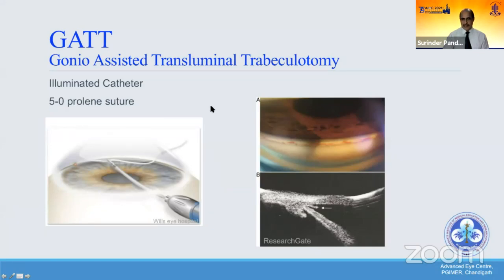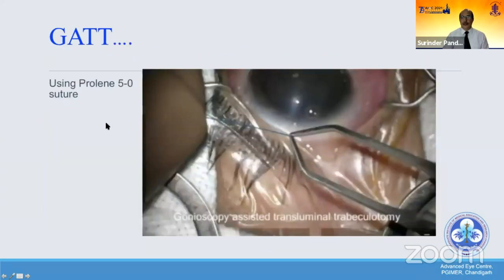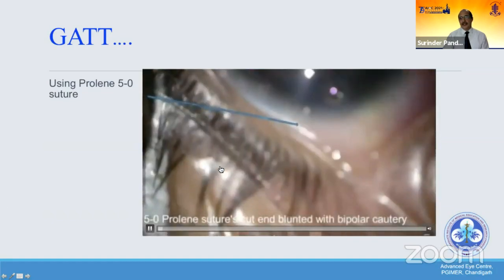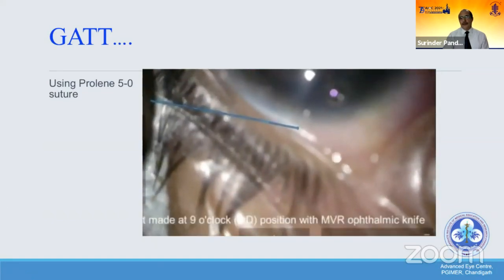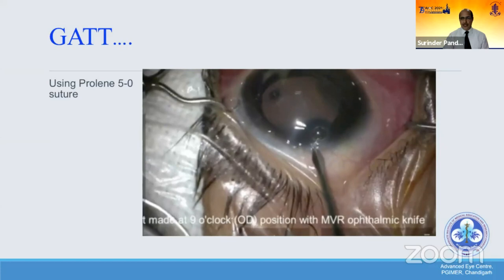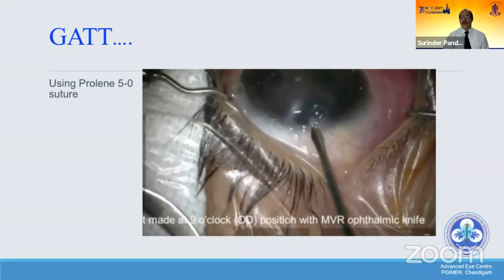However, this is quite expensive, and 5-0 Prolene suture is very inexpensive and a much cheaper alternative to this procedure. So using a 5-0 Prolene suture, you cauterize the end a little bit to make it bulbous and round. Once that is done, you create a two-port incision. The main port, you can use an MVR knife.